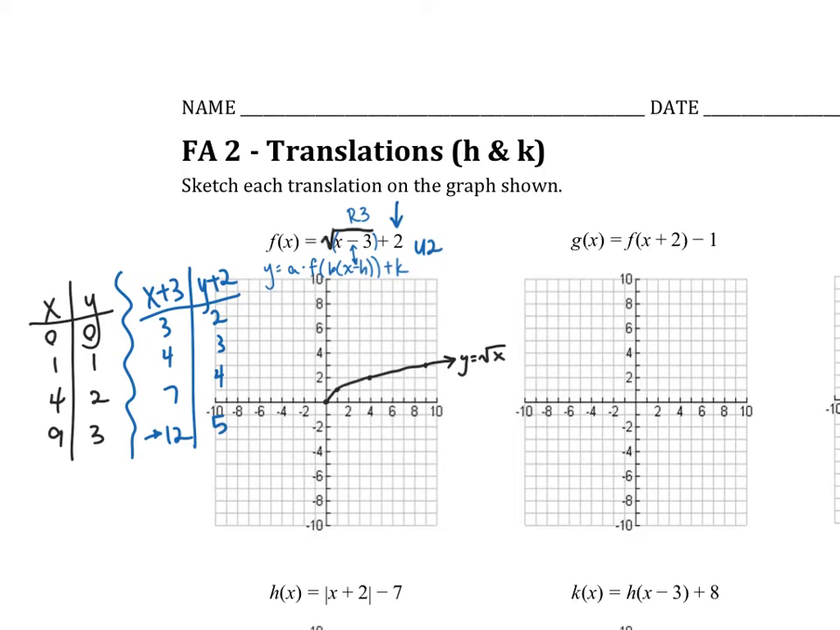So this f of x equals the square root of x minus 3, and then outside plus 2, is going to look like this. I'm going to start at 3, 2, go up to 4, 3, and then I have 7, 4. Extend this out. I know it's going to be something like that. So this is my f of x function.